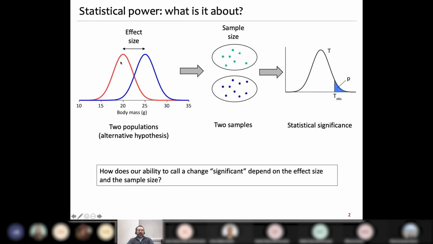We take a sample from one population, a sample from the other population, perform a statistical test, for example, a t-test, and then we decide whether the result is statistically significant or not. Now, the question for statistical power is as follows. How does our ability to call a change significant depend on the effect size and on the sample size?